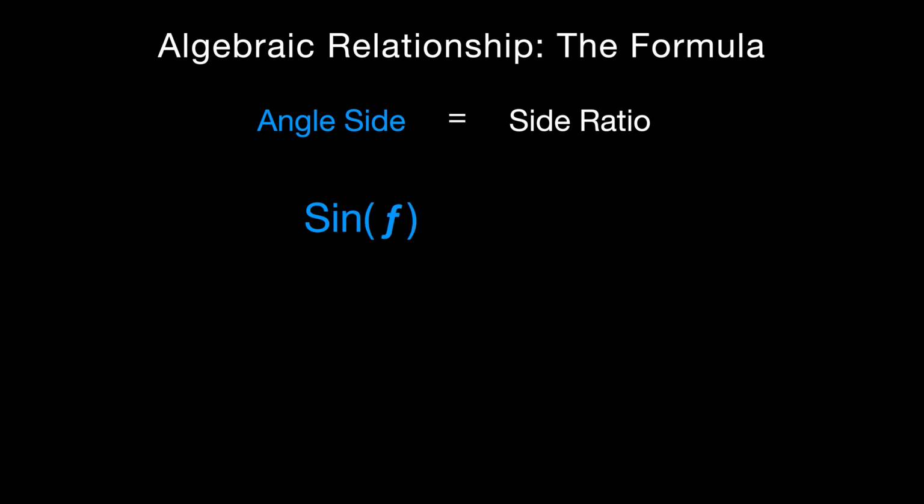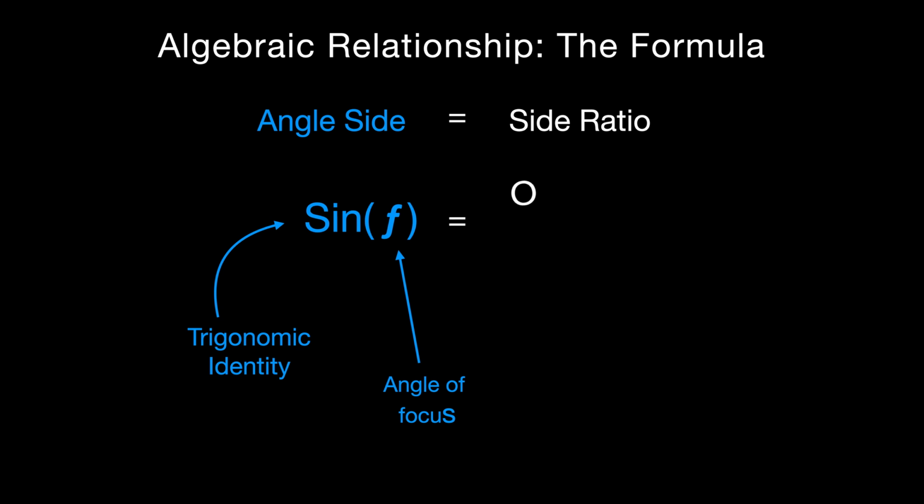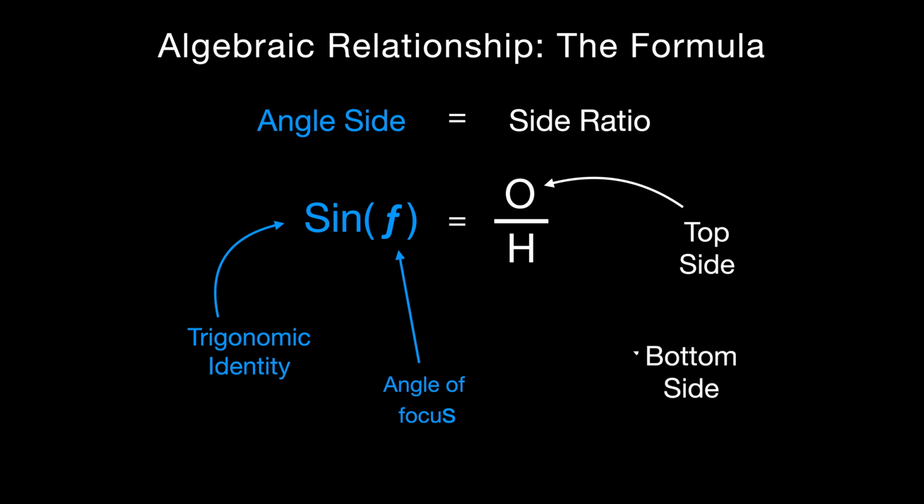Our angle side always looks like this, where we have our trigonometric identity, and then inside the parentheses, you're going to have your angle of focus. The angle of focus can be a number or a variable, but you're always going to have this setup on one side of the equal sign, and on the other side, you're going to have your side ratio. For sine, the side ratio is opposite over hypotenuse. And you're just going to have the top side of the fraction and the bottom side of the fraction. Think that there's two parts to each side. You just have to figure out what you're plugging in.